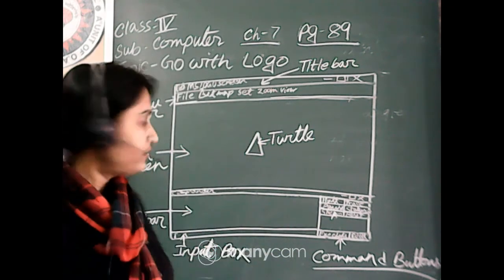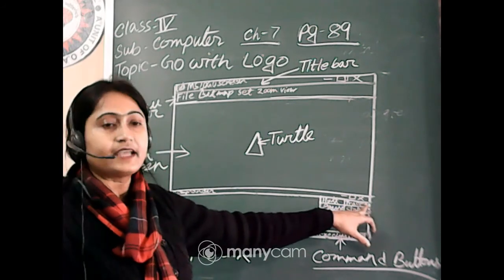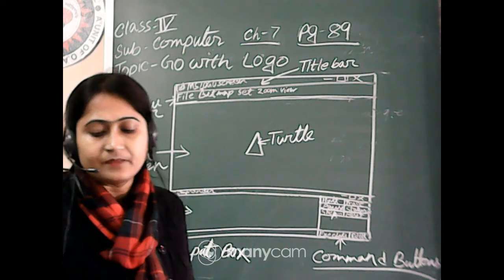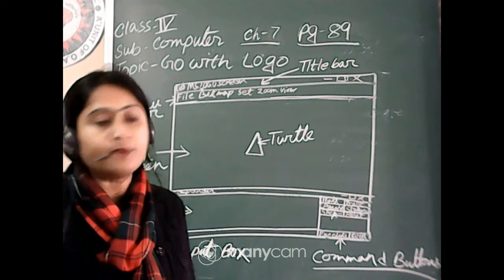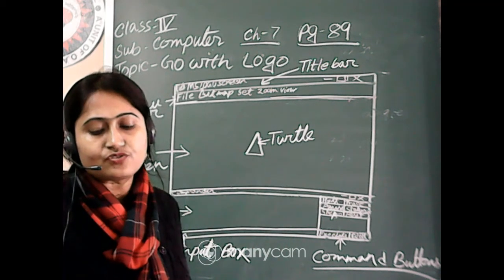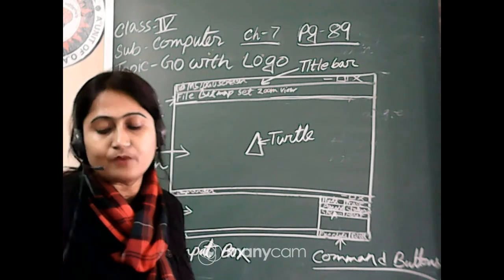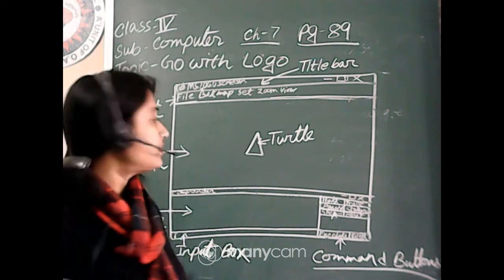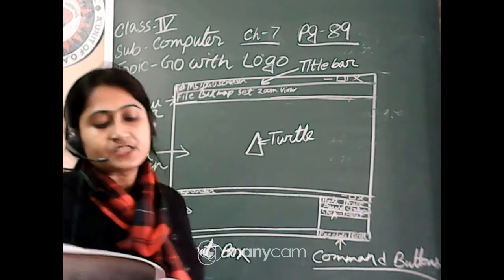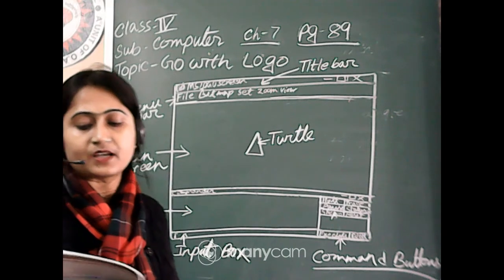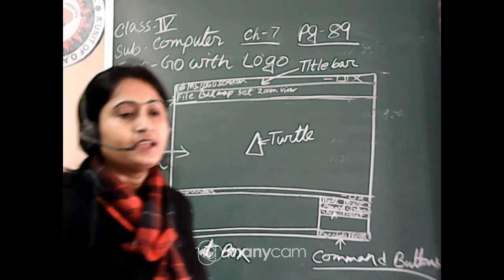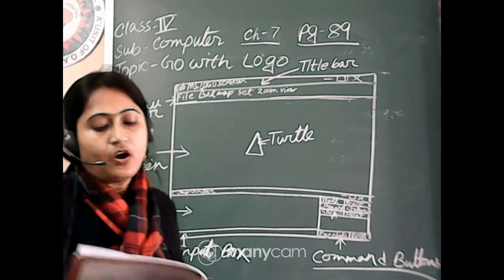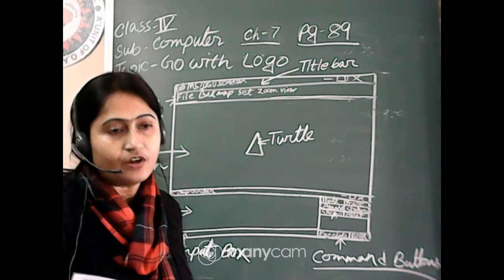Now next is trace. This button is used to trace errors so that the errors can be removed from the program. And next to trace there is the status button. The status button displays the status of the current settings in logo.